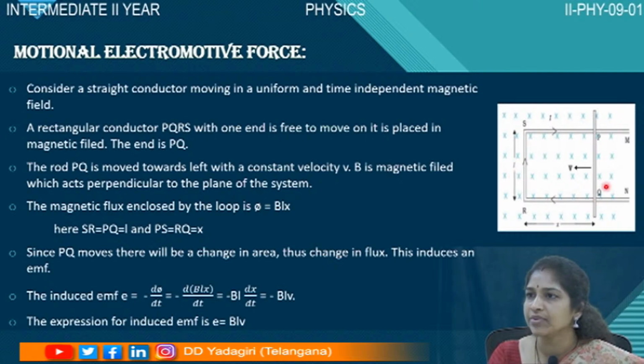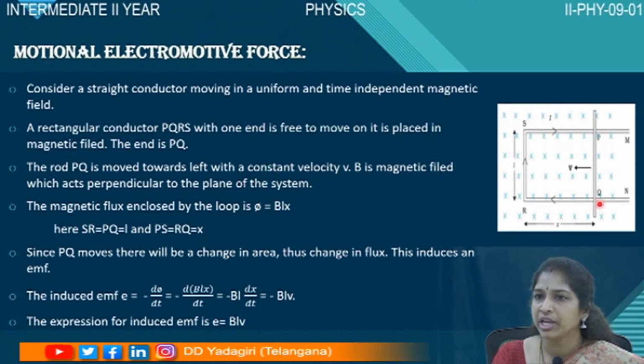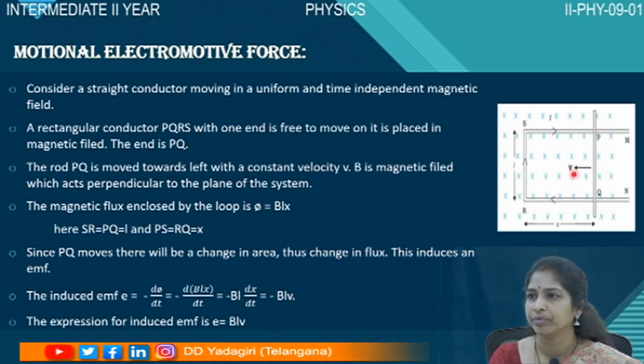And it is placed in the magnetic field. And there is one more condition: one end of this rectangular conductor is movable. That means this rectangular conductor PQ is moving in a time independent magnetic field. So this rod PQ is moved towards the left with a constant velocity v.